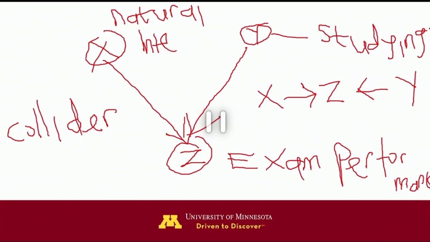Now, initially, there's no relationship between X and Y. Initially, there's no relationship between natural intelligence and studying hard. But when I observe exam performance, a relationship now exists between X and Y. That's what we mean by conditional dependence. Conditional dependence means initially there's no relationship, but upon observing another variable, which is exam performance here, the relationship now exists. This is very useful in a court of law. I'm still going to explain that when I get there.